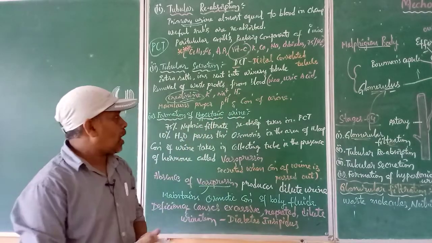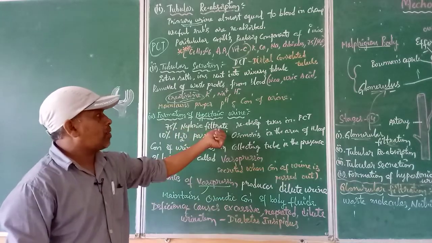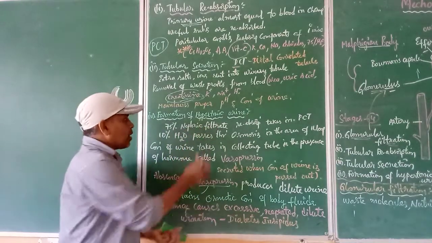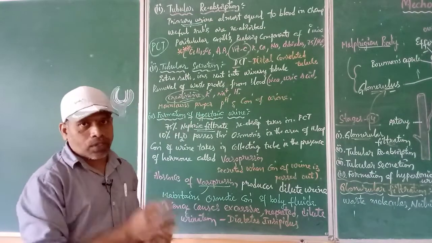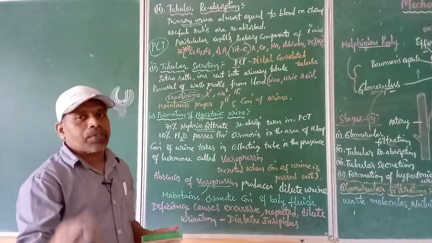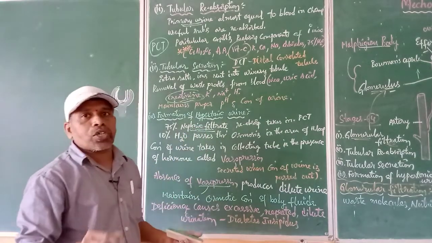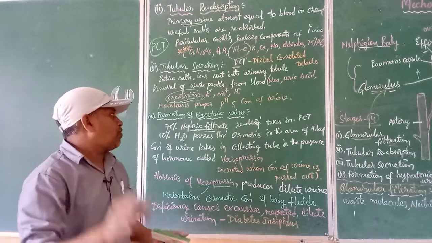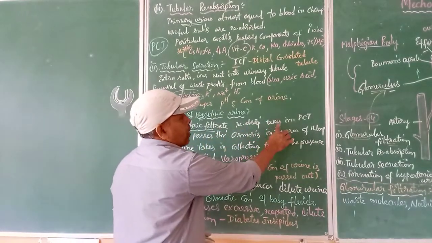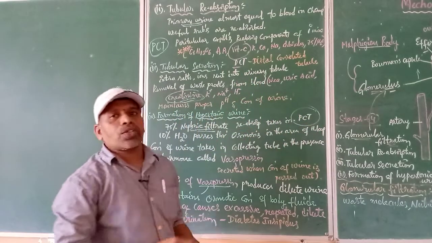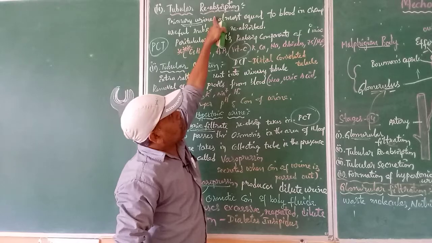So formation of the hypertonic urine. Here 75% of the nephric filtrate. So what do you mean by nephric filtrate? The liquid which is formed after the filtration done by the structural functional units of the kidneys called nephrons. 75% is nephric filtrate. Reabsorption takes place in the proximal convoluted tubule. So already we have told, tubular reabsorption is taking place in the PCT.